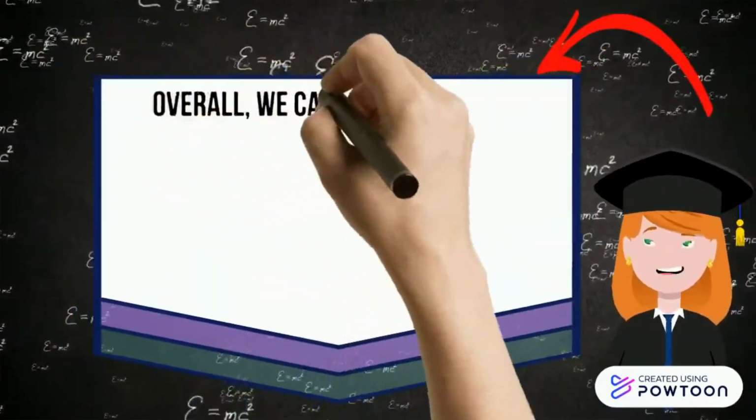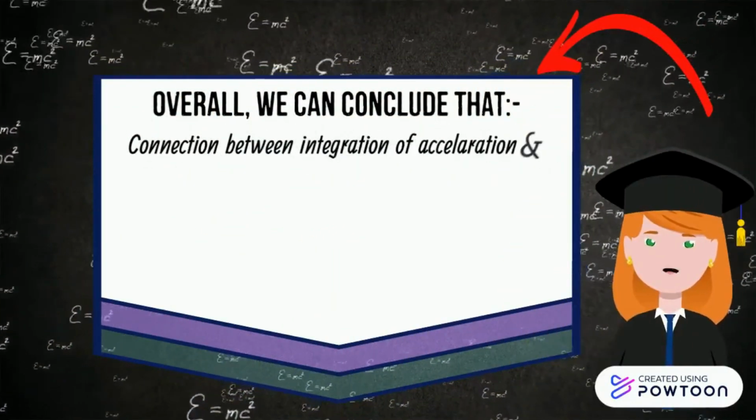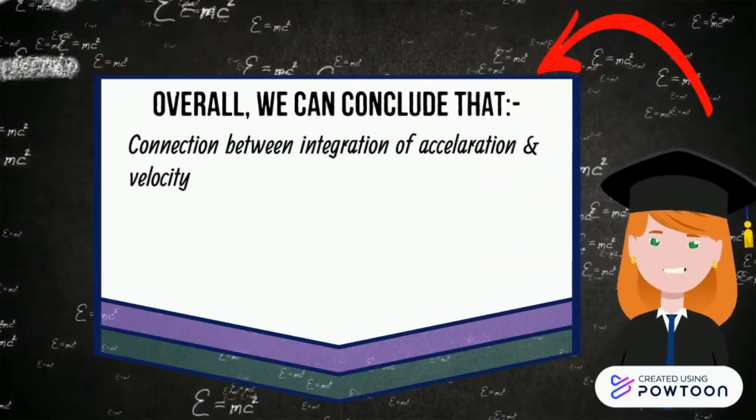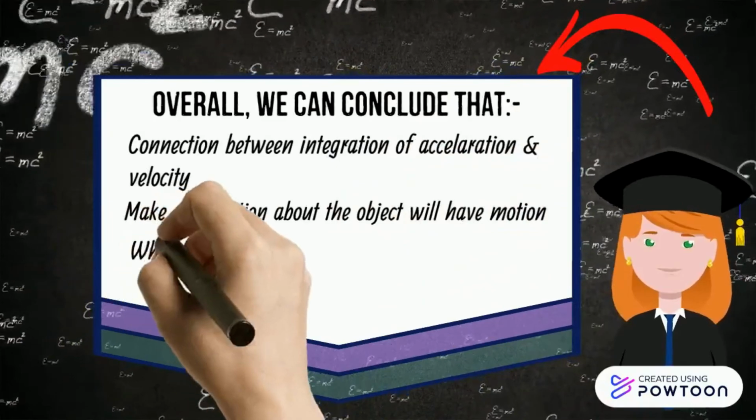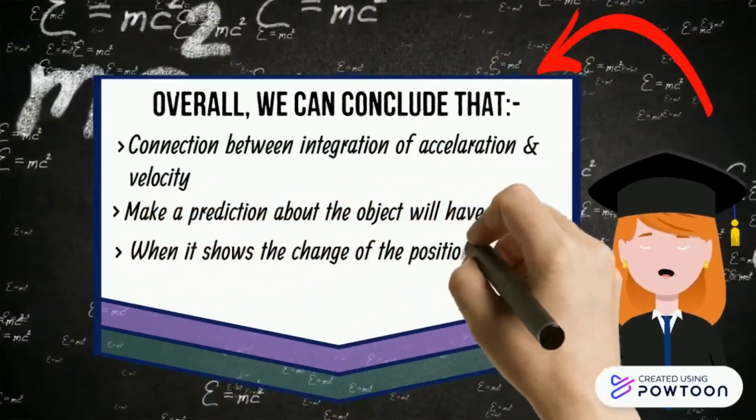Overall, we can conclude that there is a connection between integration of acceleration and velocity, and we can make a prediction about the object's motion when it shows the change of the position and time.